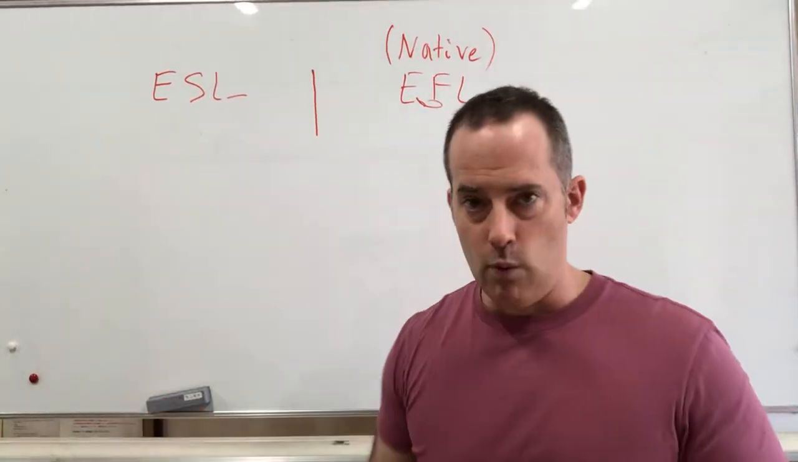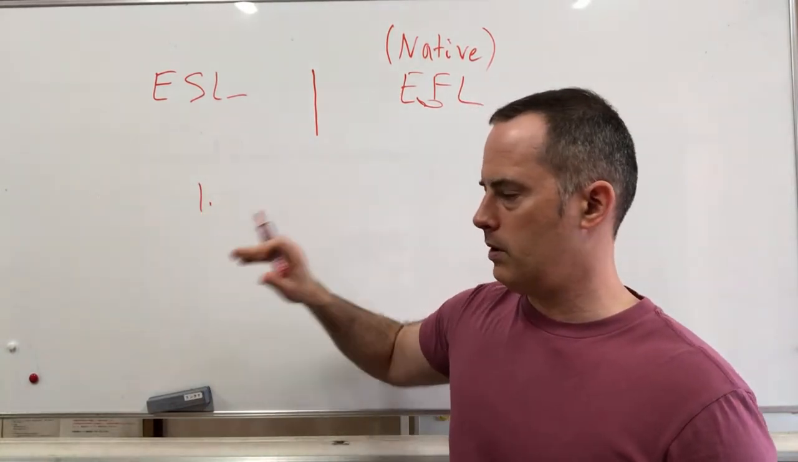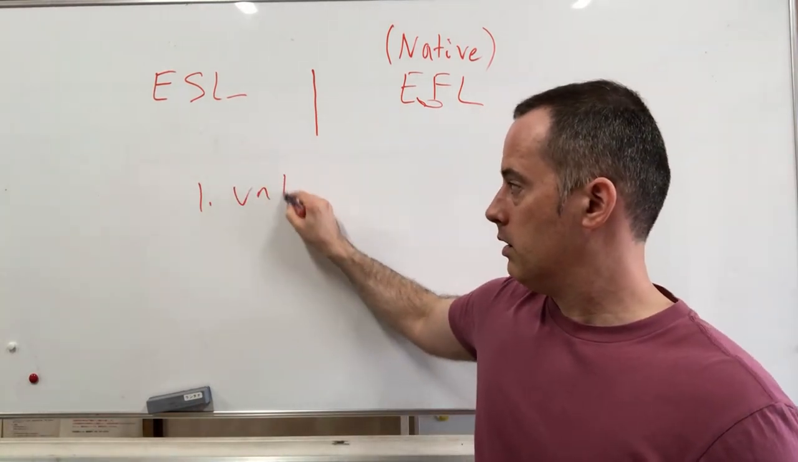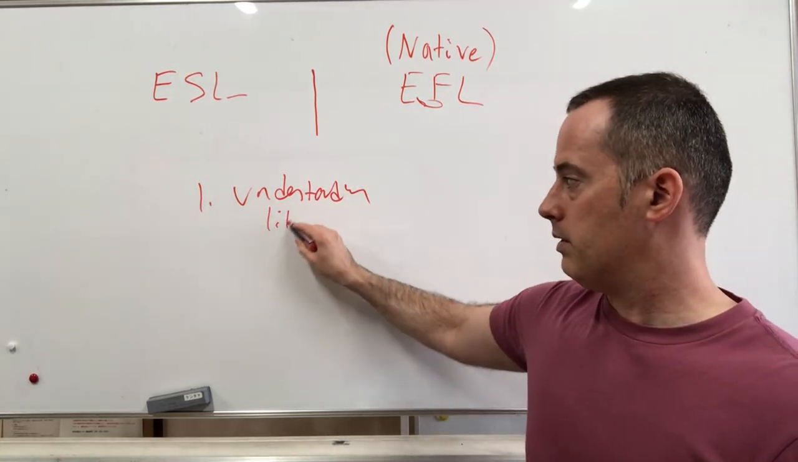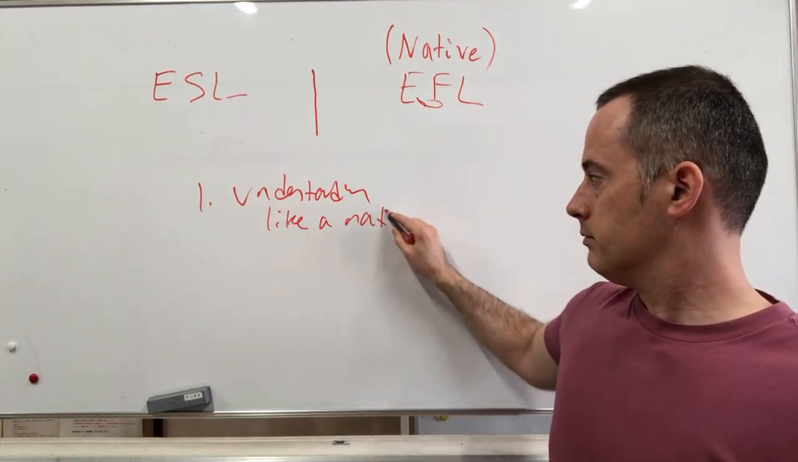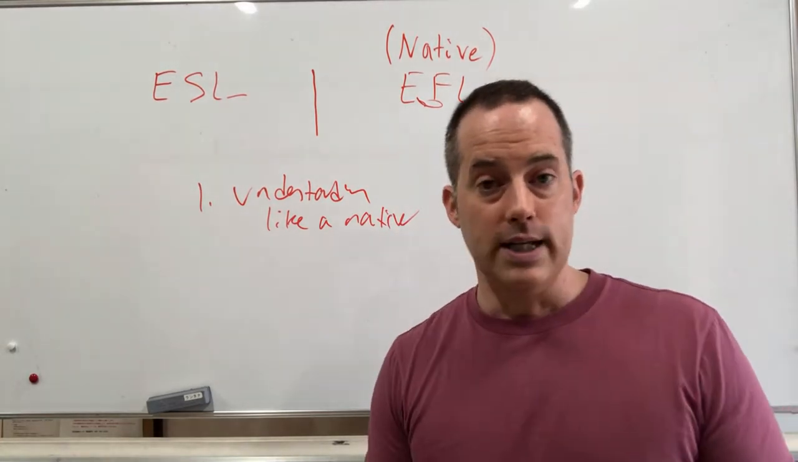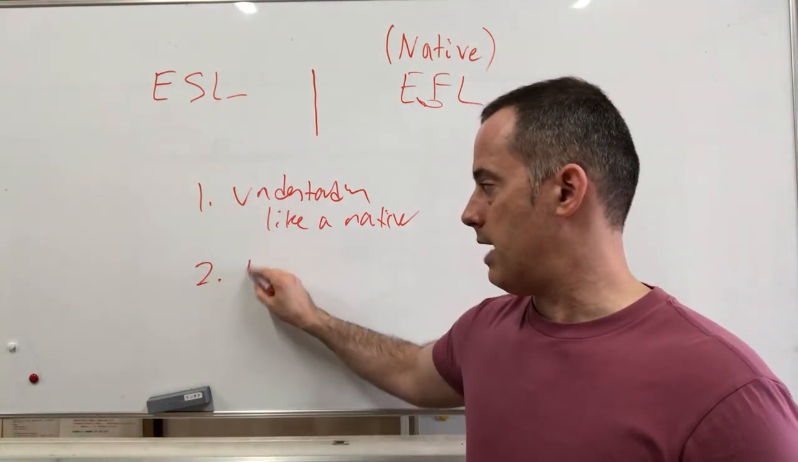And this is where we get the idea from, kind of. There's basically two pieces of this. So there's understanding like a native. Understanding like a native means you're getting information all in English and you're learning it the same way a native would learn it.